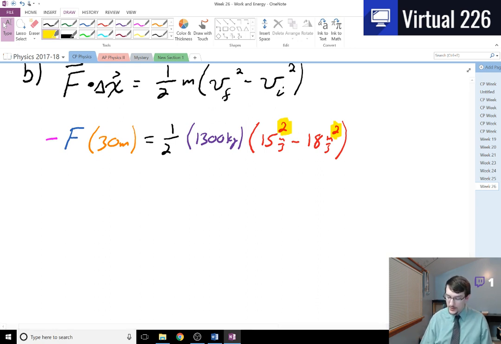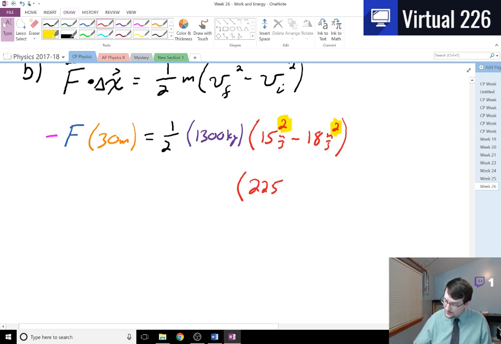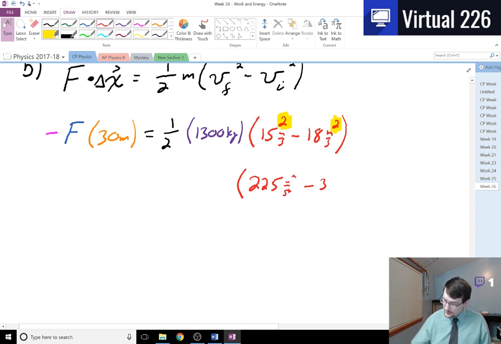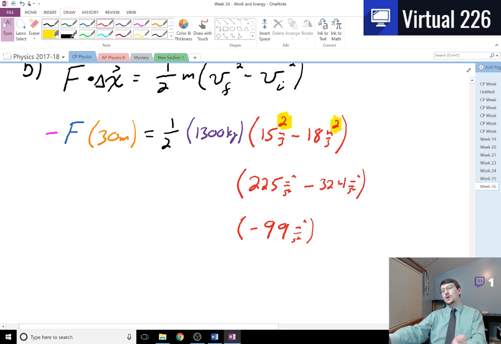So if I wanted to go ahead and solve this, what I would do first is get this 15 squared and 18 squared out of the way. So 15 squared, that is 225 meters squared per second squared, kind of a weird unit. 18 squared is 324 meters squared per second squared. And if I subtract that, 225 minus 324, I get a quantity of negative 99 meters squared per second squared. Okay? So that was just me working down through that square.